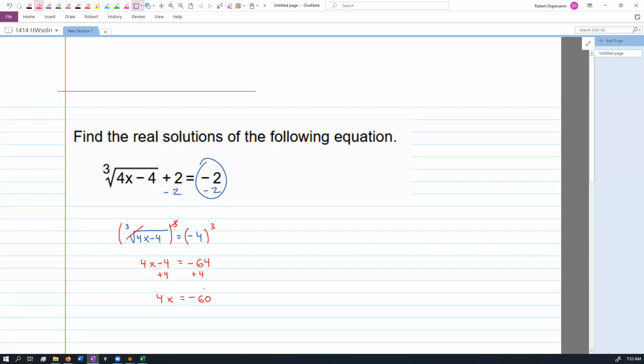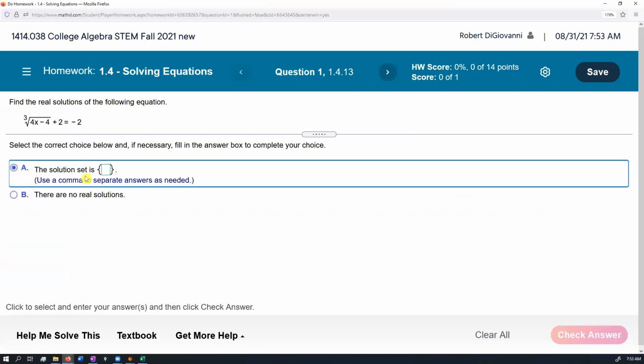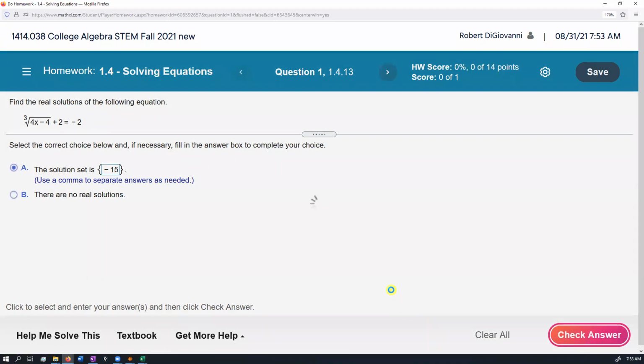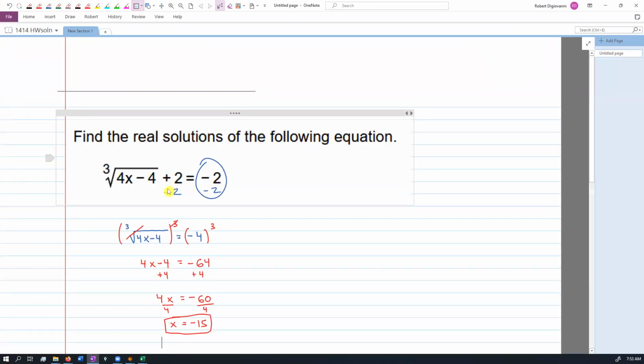And then at that point, we can divide both sides by 4 to isolate the x by itself. So if we do divide by 4, we'll get x is -15. All right, let's check that answer real quick. We have a solution that is -15. Check the answer. Good.